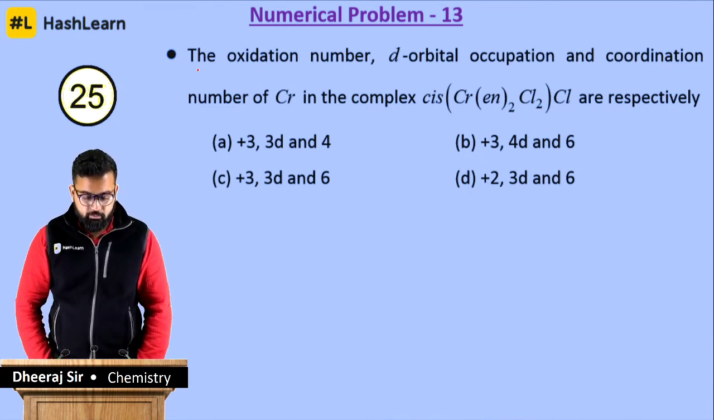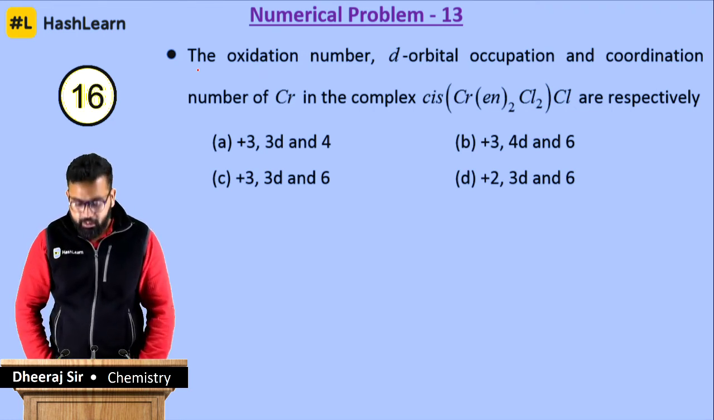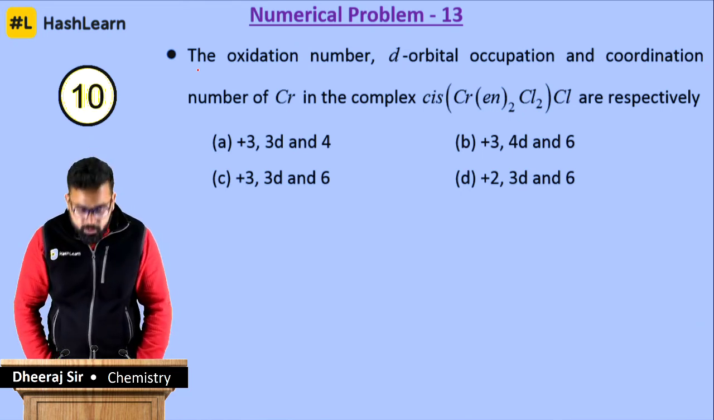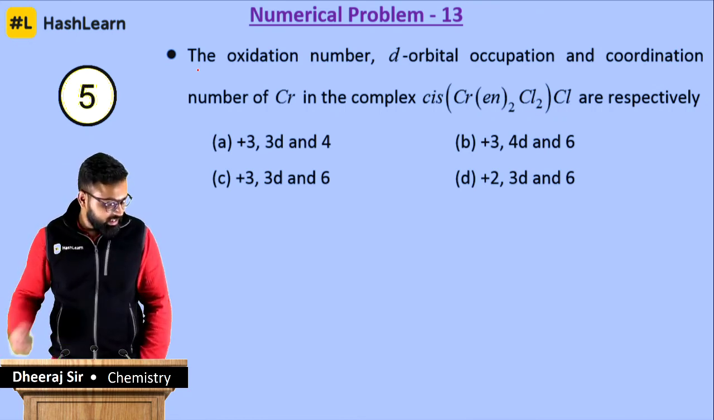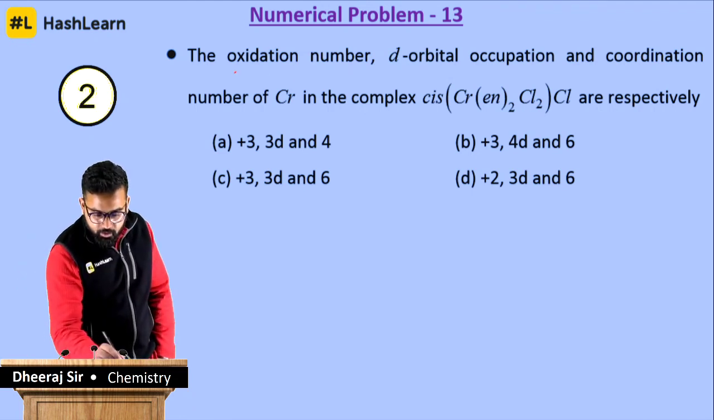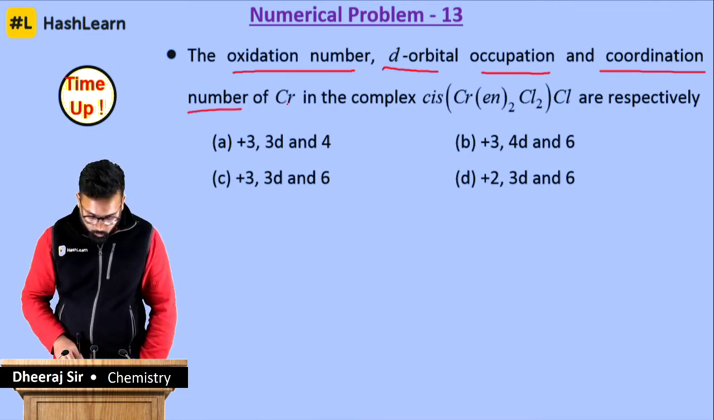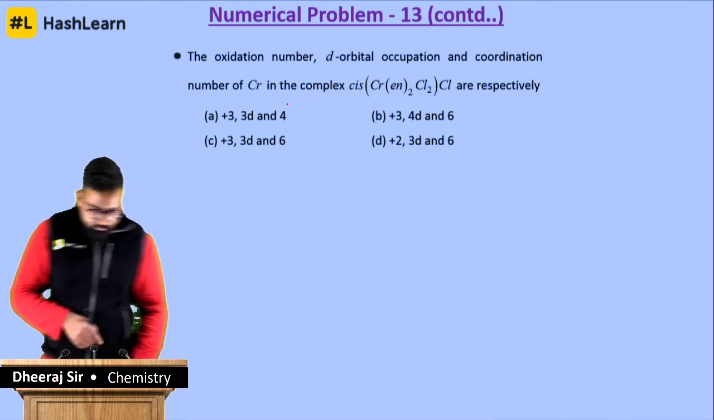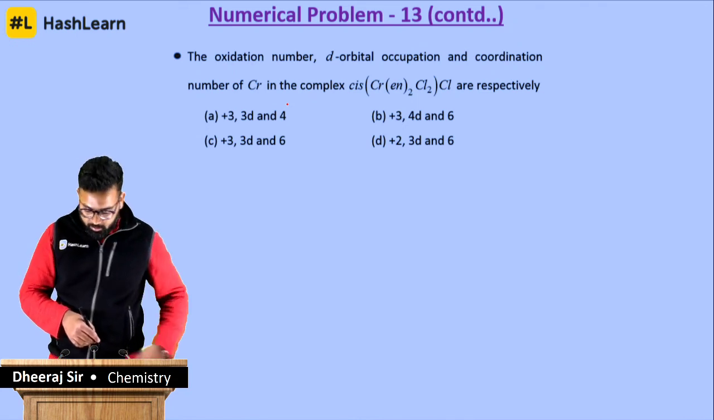The oxidation number, the orbital occupation, and the coordination number of chromium in the complex cis-[Cr(en)2Cl2]Cl are respectively. All that you have to do is look at that complex. Based on that complex, three simple things are asked: oxidation number, d orbital occupation, and coordination number.